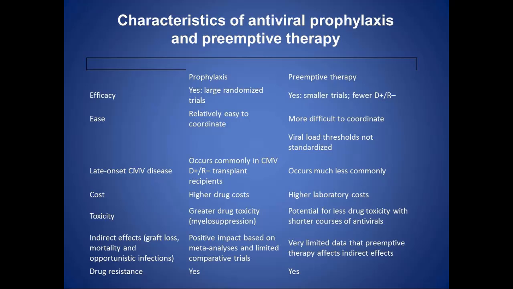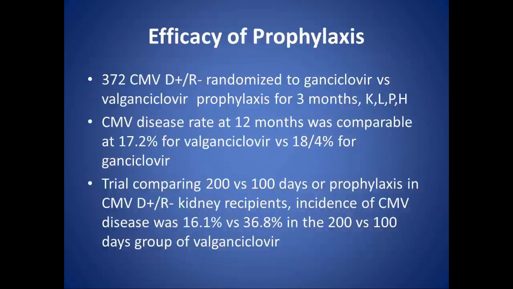And then in terms of indirect effects, there have been some meta-analyses that have shown a positive impact in the prophylaxis group on things like graft injury later, but there's very limited data on preemptive therapy. And then with both, you can get CMV drug resistance. But we'll go over what we actually do here at Tampa General.